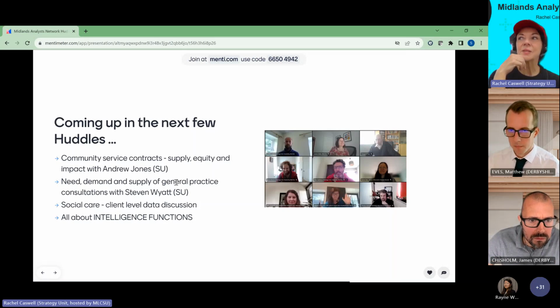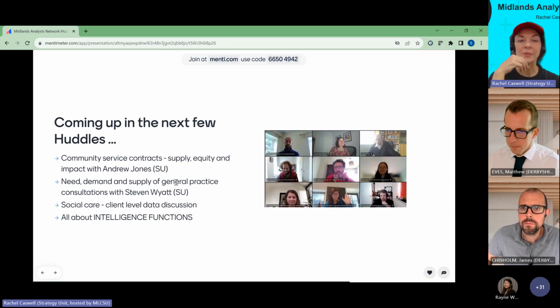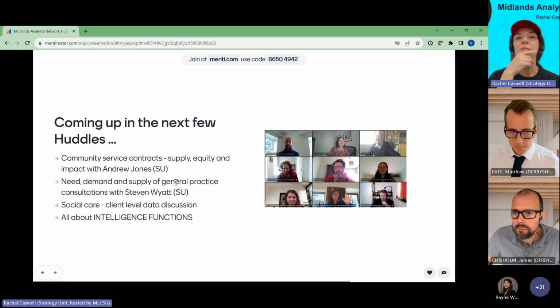Our next huddle, I think, is about social care data. I would very much like to see a whole range of analysts and others from health and care on that one. It is talking about and raising awareness of the client level data in a way that you may not be familiar with. Obviously, client level data has been around for a long time, but I think it's definitely worth coming to with Ross Bailey and his colleague.